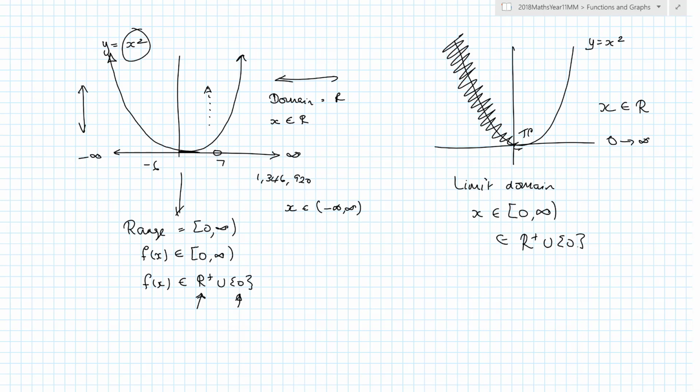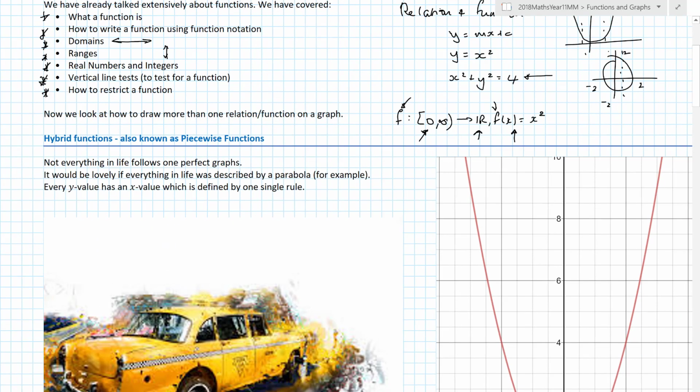But ultimately, if I wanted to write this in function notation, I would say f colon 0 to infinity is mapped onto the real numbers, f of x equals x squared. And anyone who reads this function will now know that I'm only interested in the section between 0 and infinity.